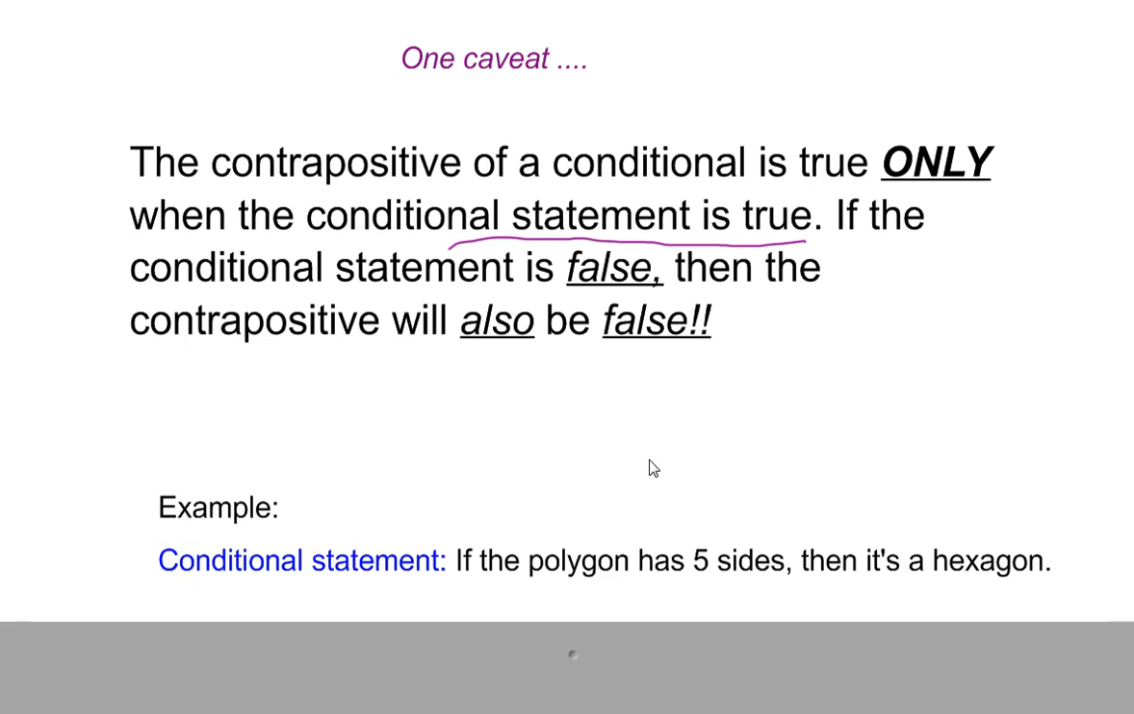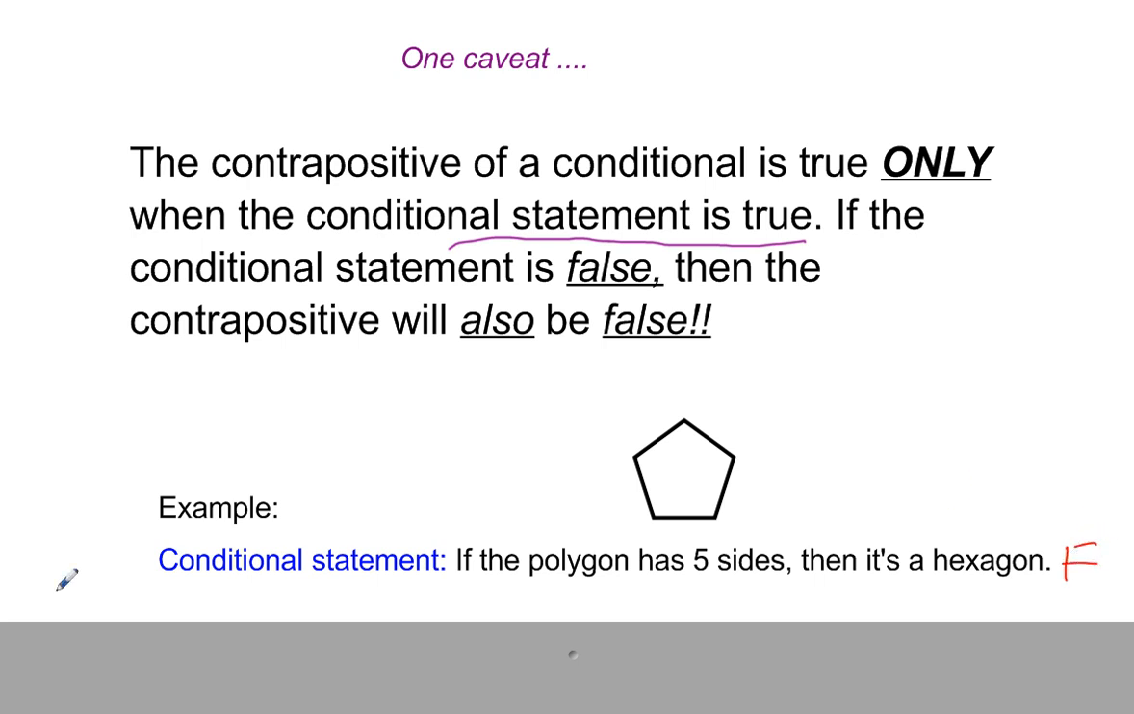If a polygon has 5 sides, then it's a hexagon. Well, what is a 5-sided polygon? A 5-sided polygon is not a hexagon. If you want to draw one, there's a 5-sided polygon. It is not called a hexagon. This is called a pentagon. So this conditional statement that we have right here is false.